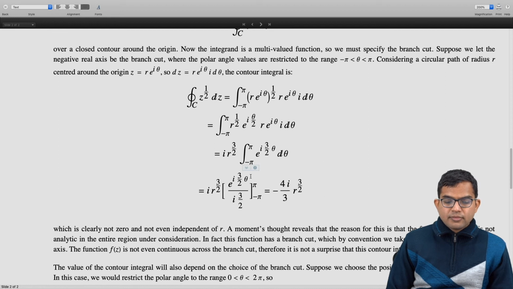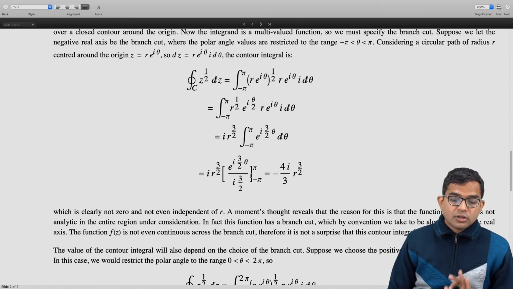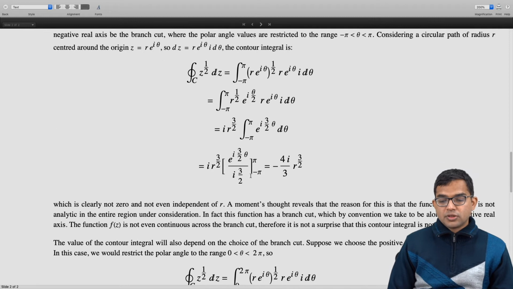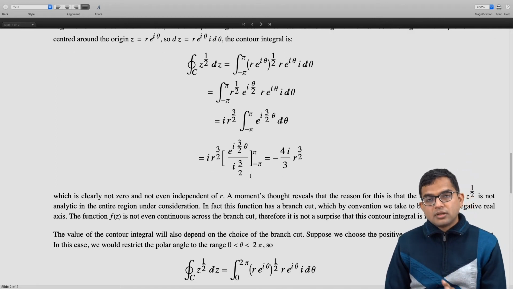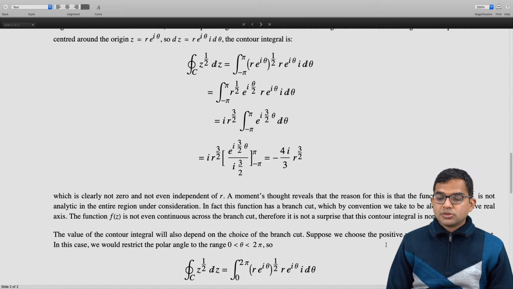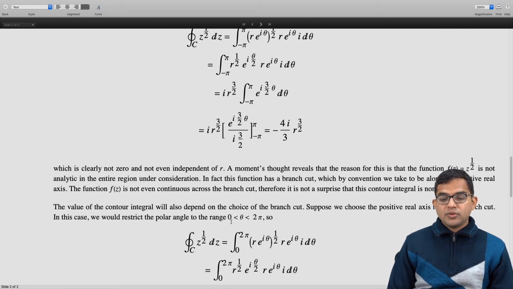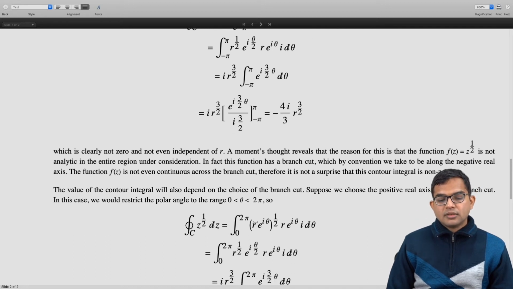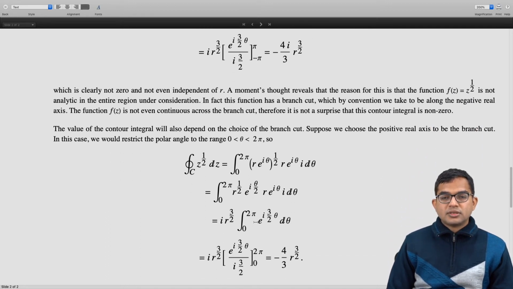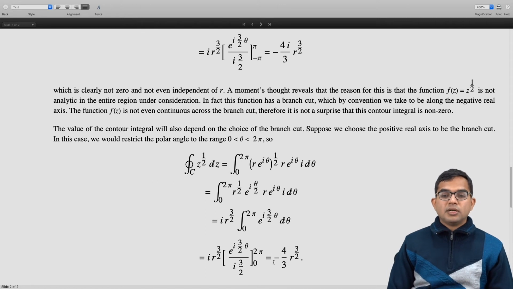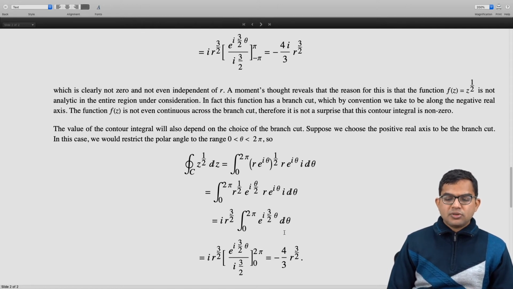So in fact, the value of this contour integral will depend on the branch in which you are working, right? So if you have chosen a different branch cut and a different branch, suppose you have chosen the positive real axis to be the branch cut. In this case, we would restrict the polar angle to lie between 0 and 2 pi, and then the answer, you can check this, will turn out to be minus 4 by 3 r to the 3 halves, right? So the fact that this depends on the branch you're working on is not a surprise, right?